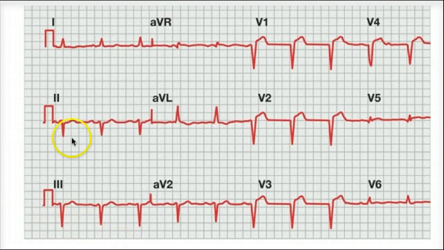So we know that leads 1, 2, 3, aVR, aVL, and aVF are the limb leads, right? And then V1 to V6 are the chest leads. So we can see here that in our chest leads, it's quite obvious. We have Q wave, ST segment elevation, Q wave, ST segment elevation, and the same here. The chest leads are showing obvious signs of Q wave and ST segment elevation.